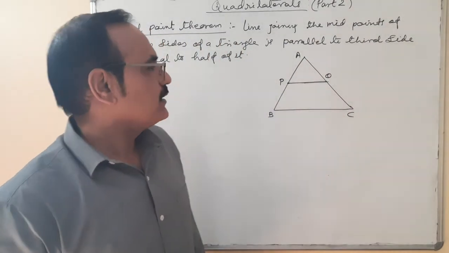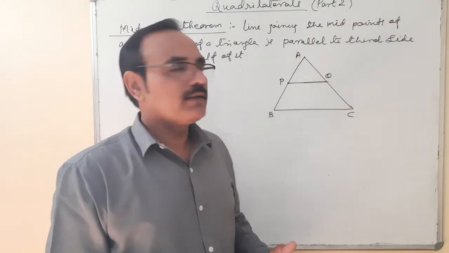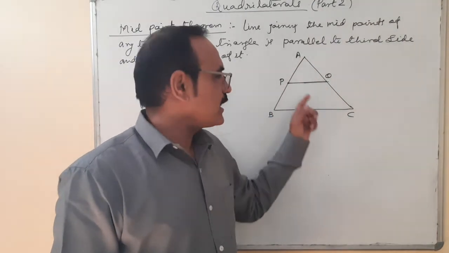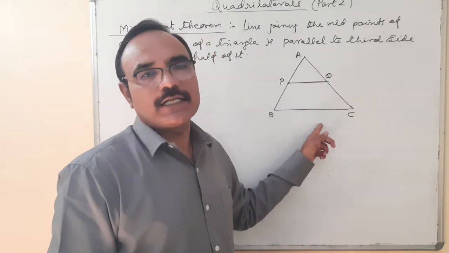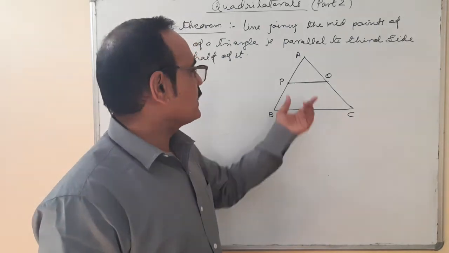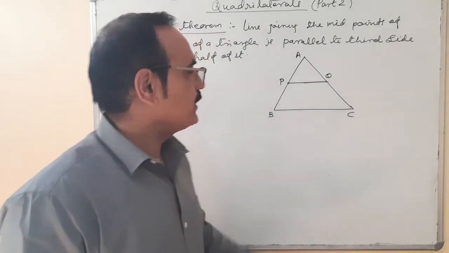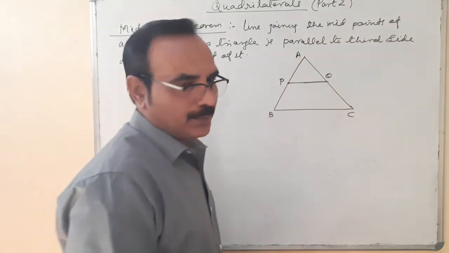So the theorem says if we join the midpoints of any two sides of a triangle, then the line must be parallel to the third side. That is one, and it is equal to half of it also. So we are proving that PQ is parallel to BC and PQ is equal to 1 upon 2 BC. This is the meaning of the statement.